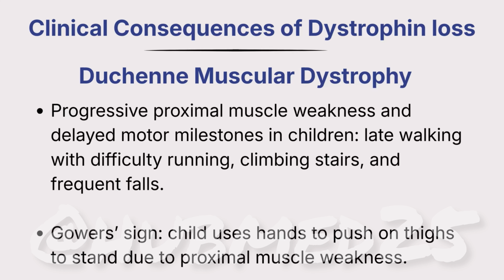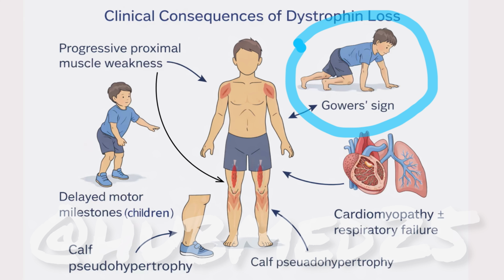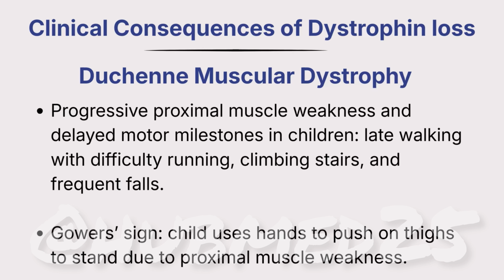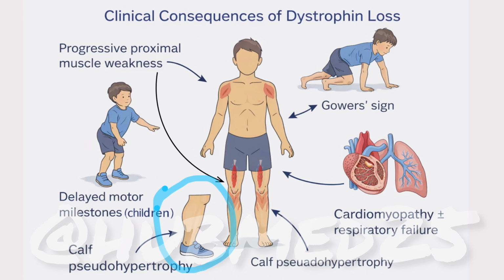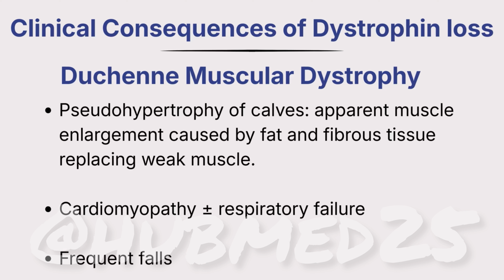In Duchenne muscular dystrophy, children present early. They have delayed motor milestones, difficulty running, climbing stairs, and frequent falls. One classic sign is Gowers' sign. The child uses their hands to push on their thighs to stand up from the floor. This happens due to proximal muscle weakness. The calves may appear enlarged. This is called pseudohypertrophy. It's not true muscle growth, but fat and fibrous tissue replacing weak muscle.